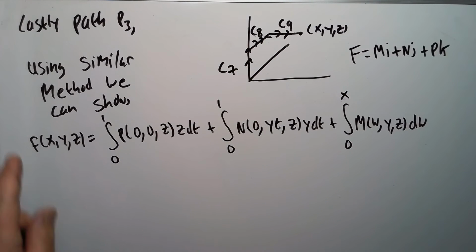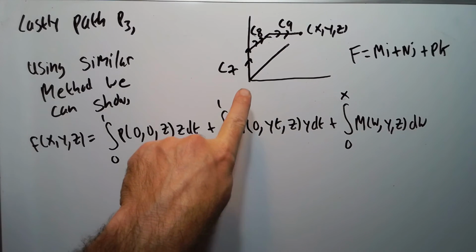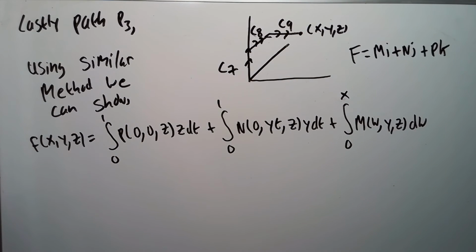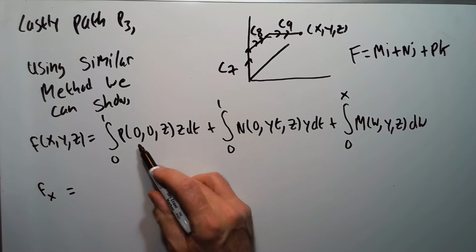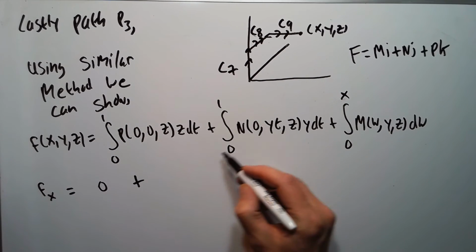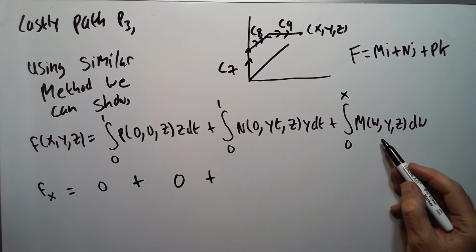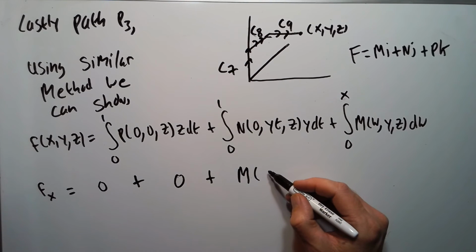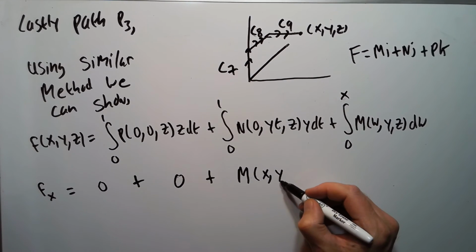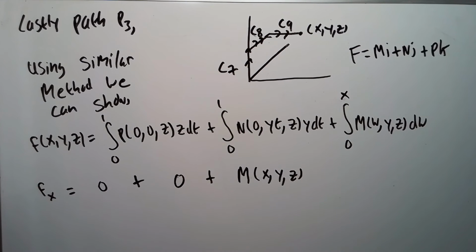So lastly, going over path 3, so going along the z, then y, then x. I won't go through it, but you can go through it and show it'll end up being small f(x, y, z), this guy here. Now, if I take the derivative with respect to x this time, there is no x here, so it's 0. There is no x here, so it's 0. And by the FTC, when I take this derivative with respect to x, it will be M(x, y, z).